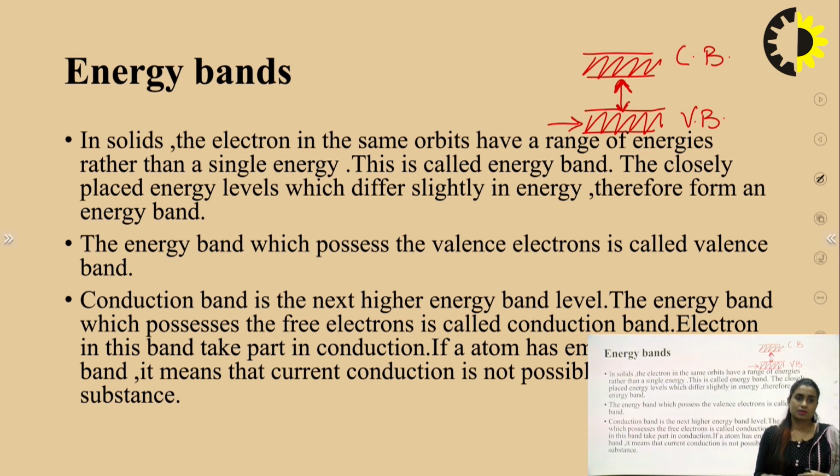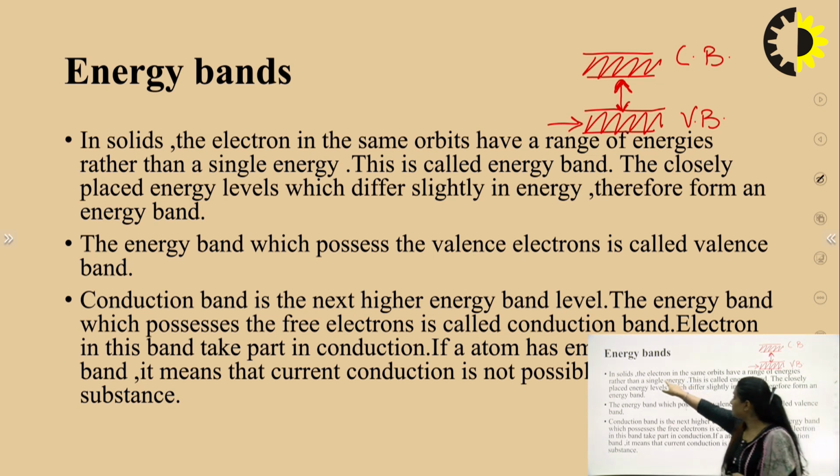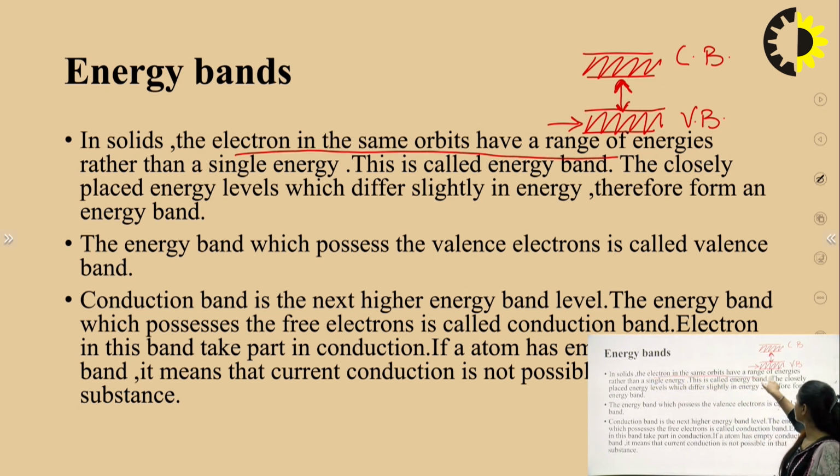So we need to understand what is an energy band. In solids, the electrons in the same orbits have a range of energies. What does it mean? All the electrons present in the valence band will possess similar energy rather than a single energy. They have a range of energies. This is called an energy band. This is the definition of an energy band. The closely placed energy levels, which differ slightly in energy, therefore form an energy band, right? So this is an energy band, the valence band.